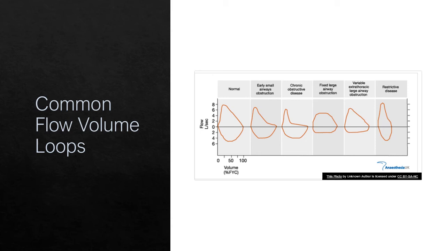I want to look at some of the common flow volume loops with you. Depending on how well your equipment works, several important measurements can be obtained from a flow volume loop, including a peak expiratory flow rate, a peak inspiratory flow rate, a forced vital capacity, an FEV1 to FVC ratio, and forced expiratory flow, 25%, 50%, and 75%.